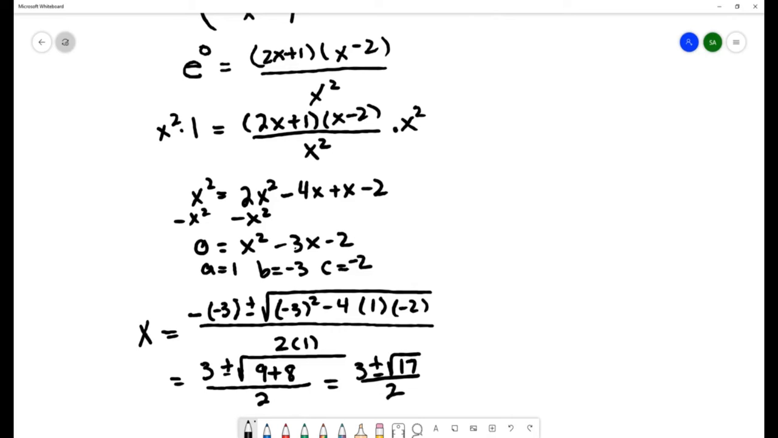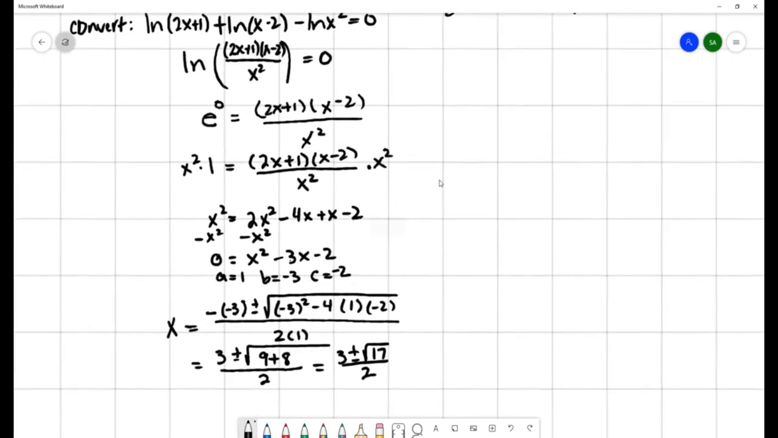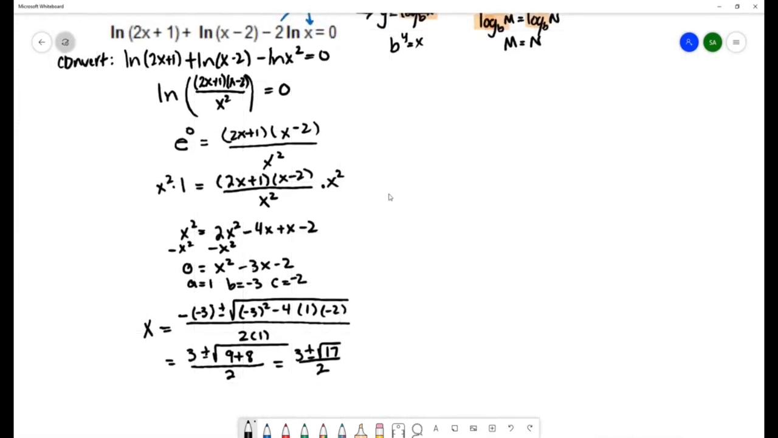And so I've got those two solutions, but with log equations, you need to check. So let's see the original equation. In the original equation, I'm taking a look at each one of these logs. I think the easiest one to look at is the log of x. And let me grab my calculator.